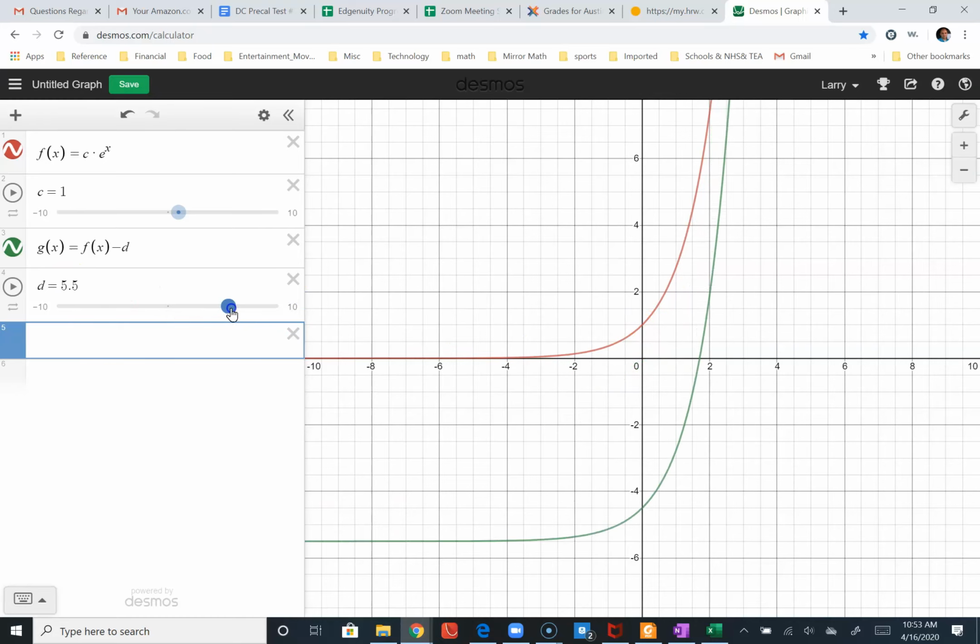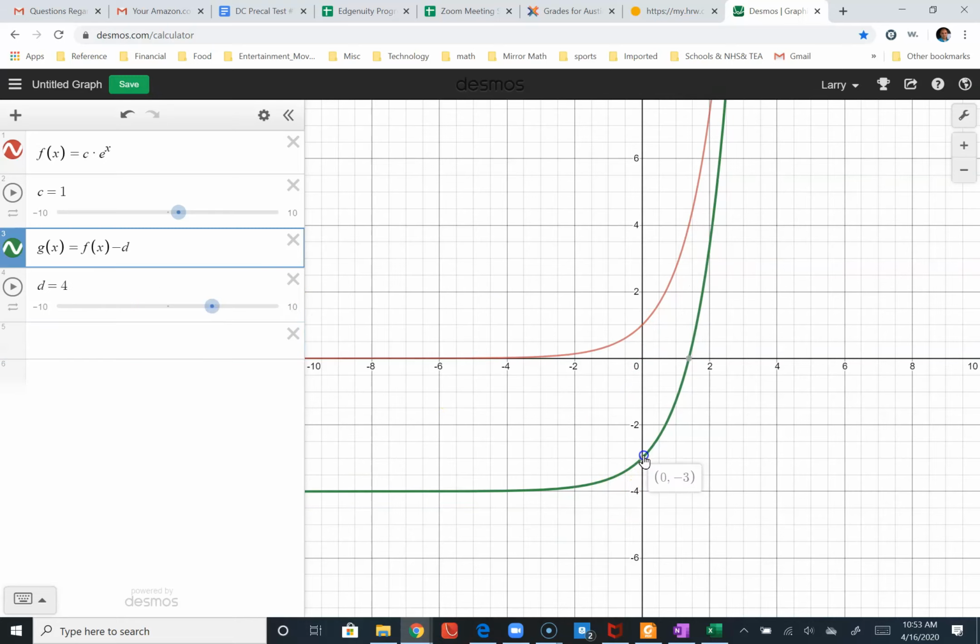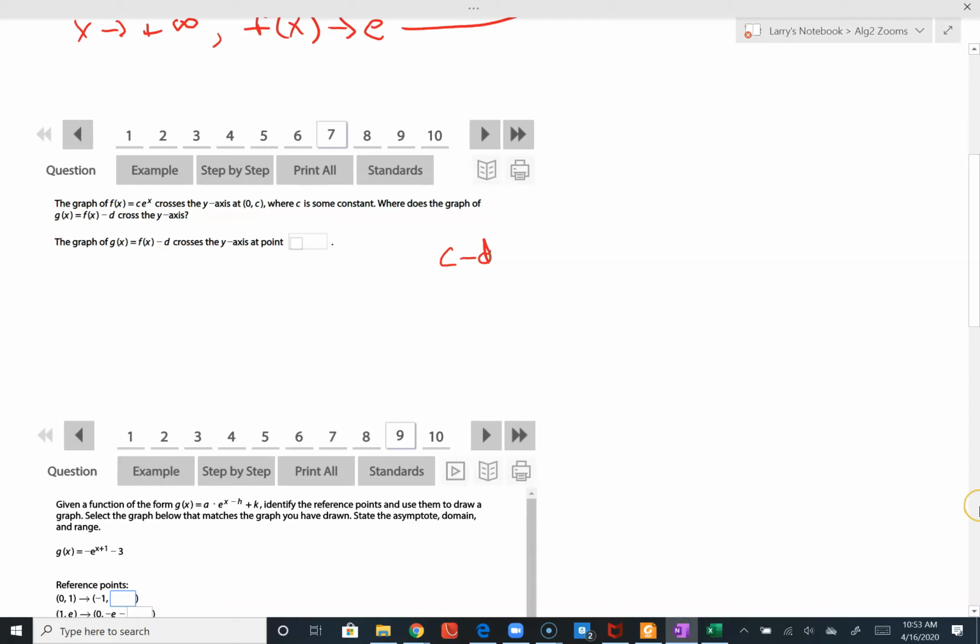If we made d 4, well, our new crossover here is at (0, -3). The original one was at (0, 1). You can see it went from 1 to -3. That's a subtraction of 4. This is a y change. Y changes happen like we think they do. Subtract 4 moves it down 4. So it crosses the y-axis at the point (0, c minus whatever that value d is).